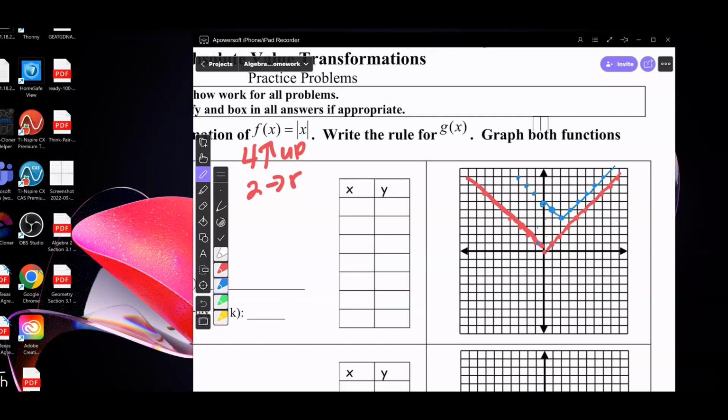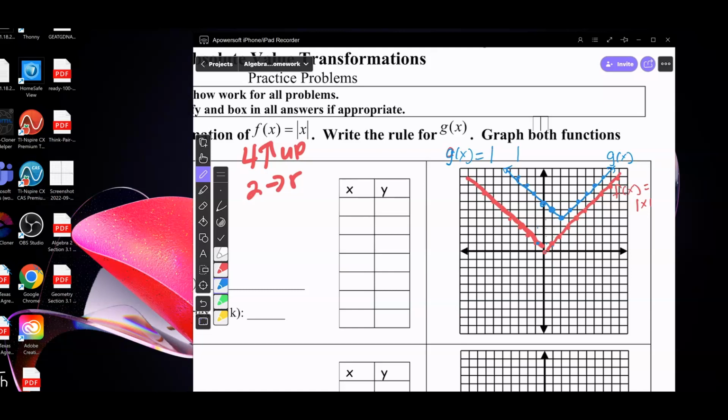So here's the shape of the new graph. This one is called g of x, and this one is called f of x, which is going to be the absolute value of x. So now we need to come up with a new equation. You're always going to start with g of x equals, and of course you need an absolute value.